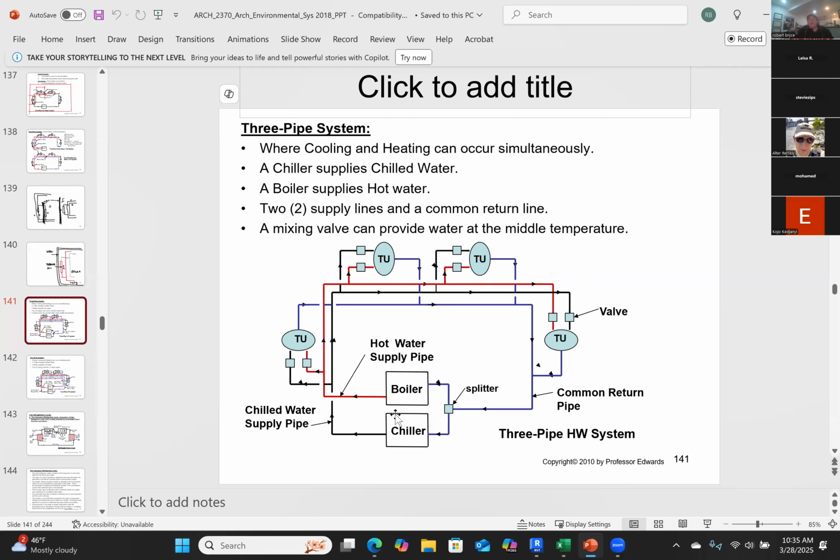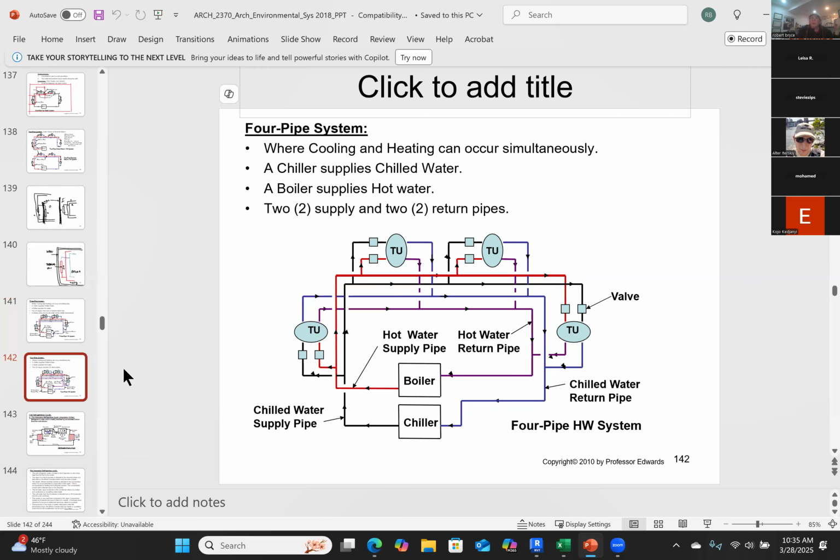And so you need to heat the water up more, and you need to chill the water down more in order for it to go back into the cycle again. Whereas in this system, the chilled water always gets dumped into a chill water return, and the hot water always gets dumped into a hot water return. The hot water comes back right to the boiler. The chilled water comes back right to the chiller.